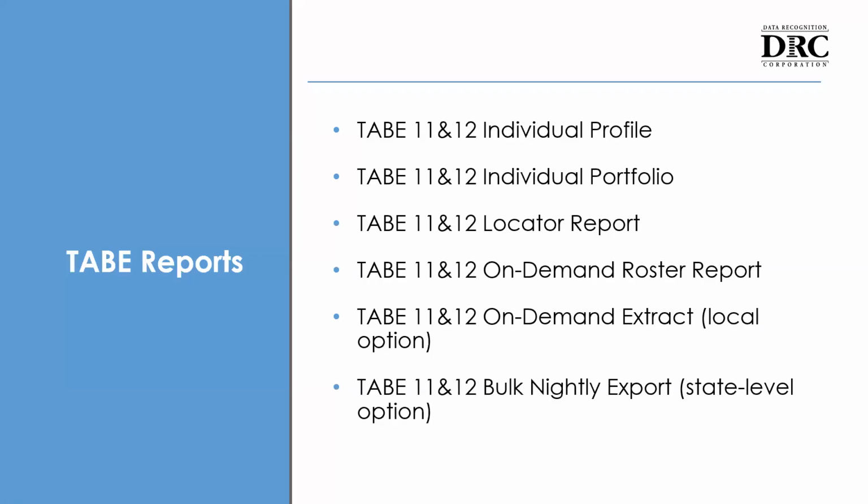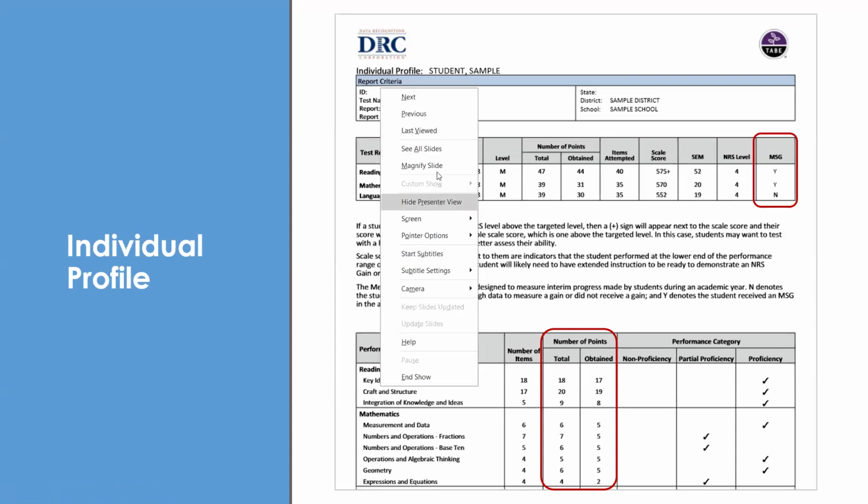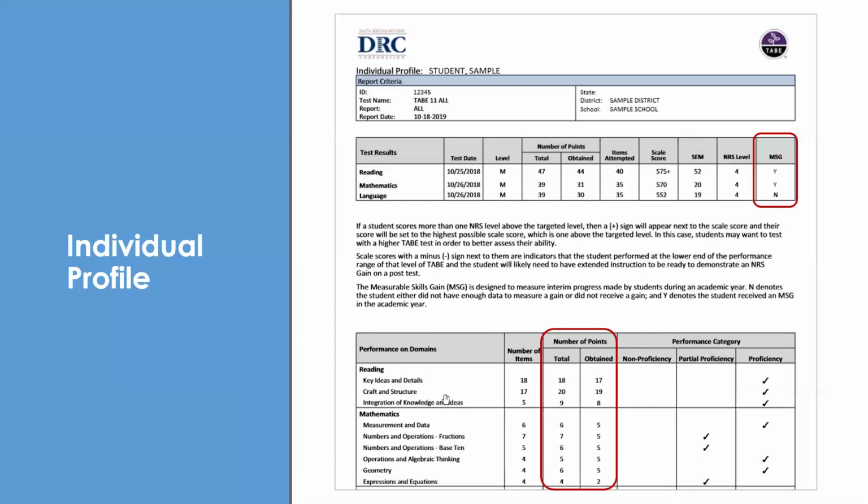When we look at the reports that are available, so we looked at the workforce portal, but the individual reports that are available in the system will continue to be there, whether it's TABE 11 and 12 or TABE 13 and 14, and have that information on the measurable skills gain, how they align to the sub-skills of each test. So at the bottom of the screen, we see key ideas and details. We make that a little bit bigger for people to see.